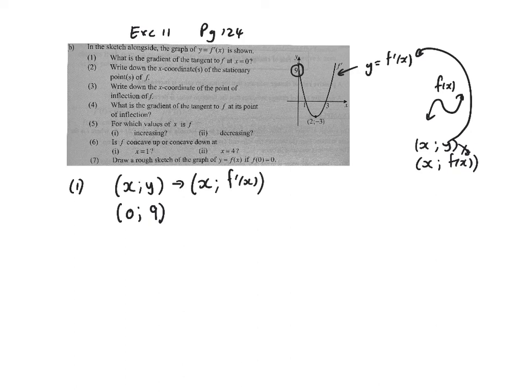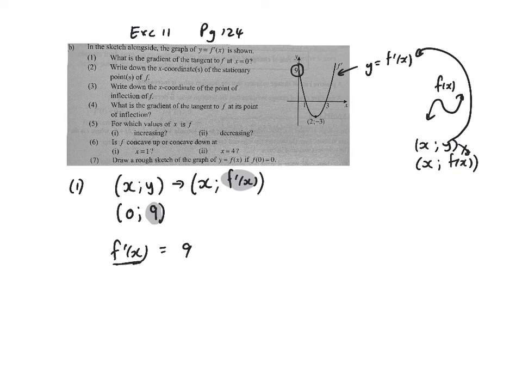Does that make sense? So therefore, what do we know now? We know then that x is 0, and we also know that f prime x is equal to 9, right? Those two must be the same. f prime x is equal to 9. y is now not f(x), y is f prime x. Okay, and what does that mean?